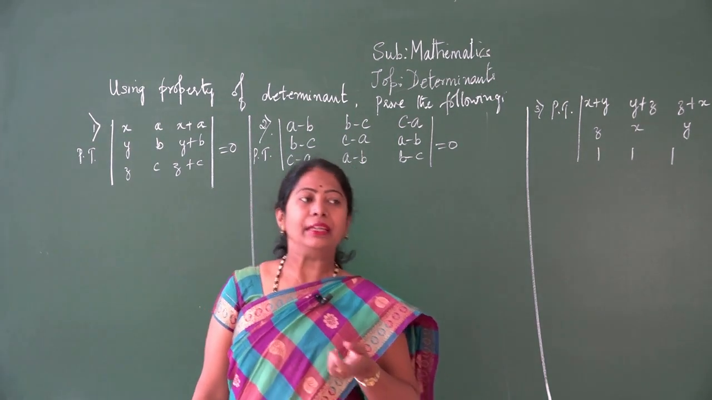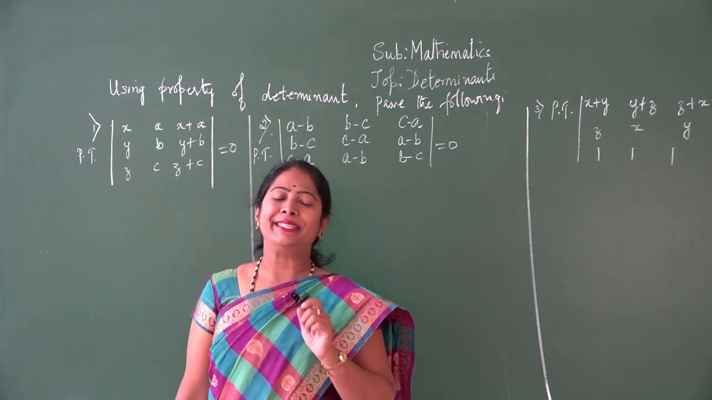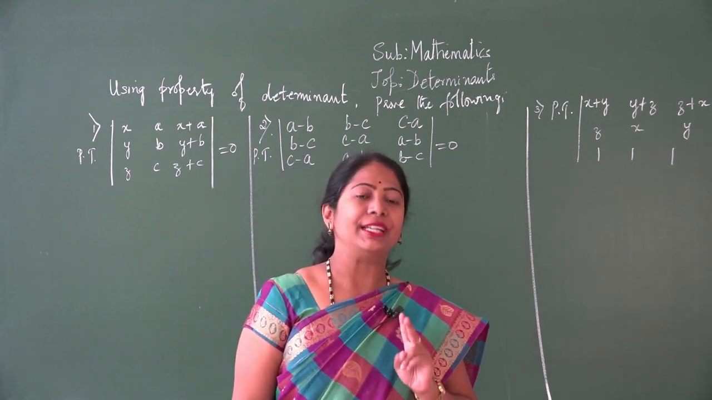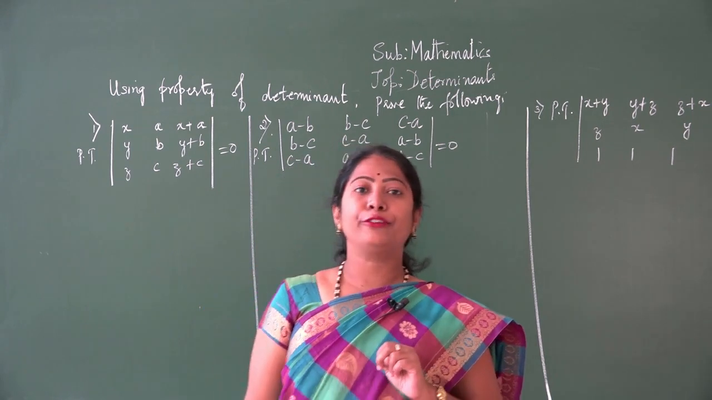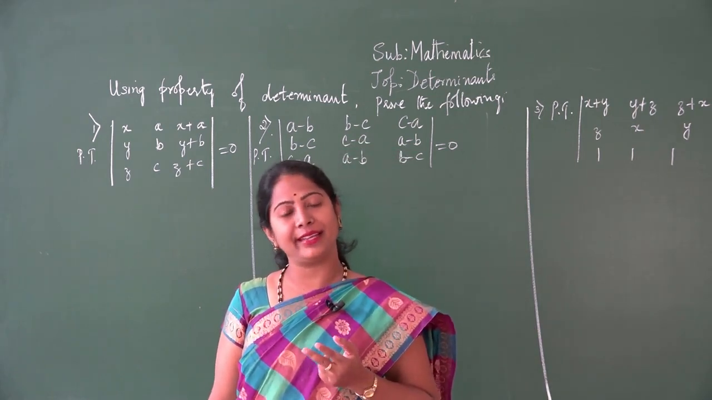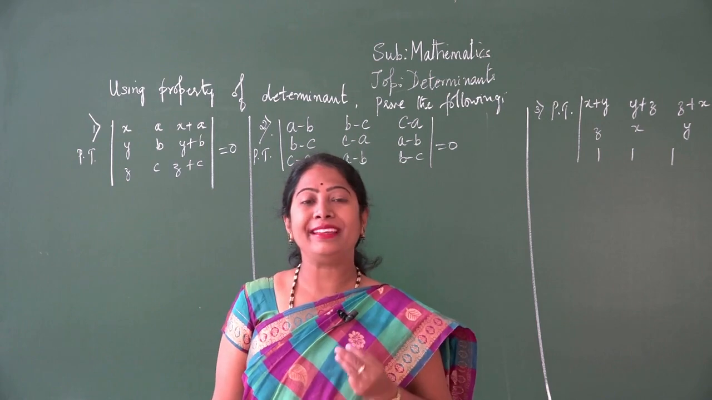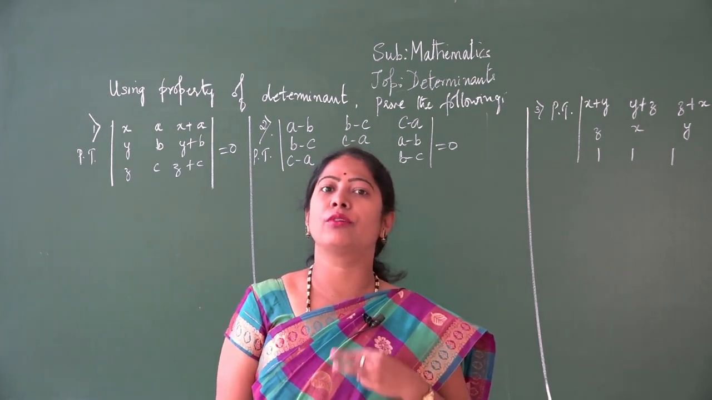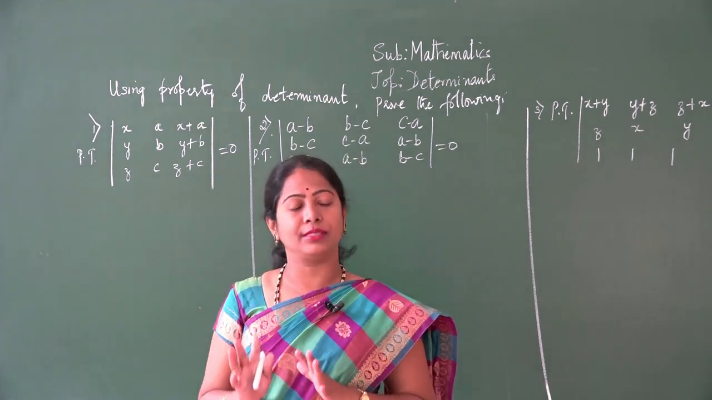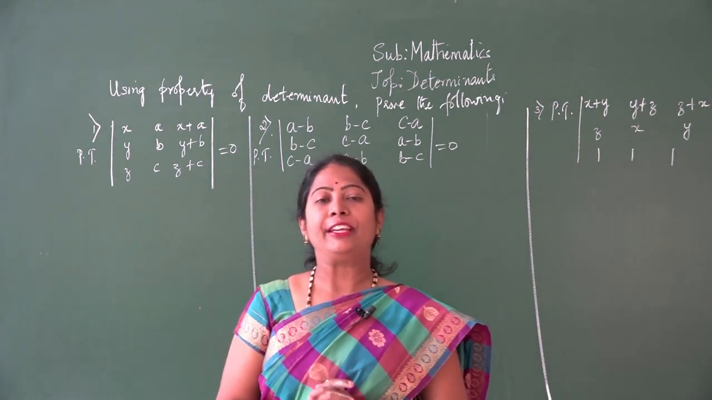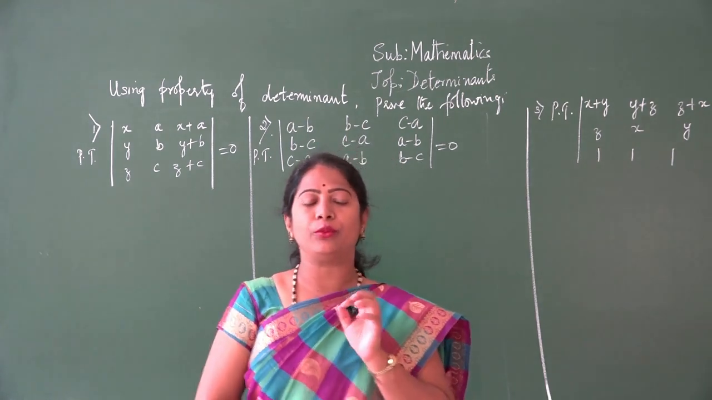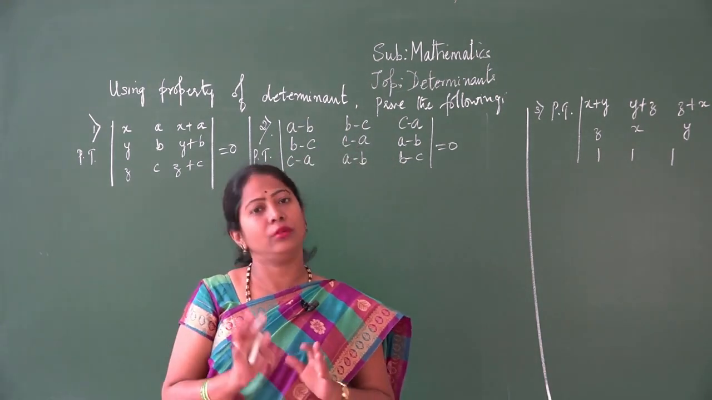The first property, the value of the determinant is unaltered if its rows and columns are interchanged. The next one, the sign of the determinant changes if any 2 rows or any 2 columns are interchanged. The next property, if any 2 rows or any 2 columns are identical, the value of the determinant is 0. Next property, if all the elements of any row or any column are 0, then the value of the determinant is equal to 0.